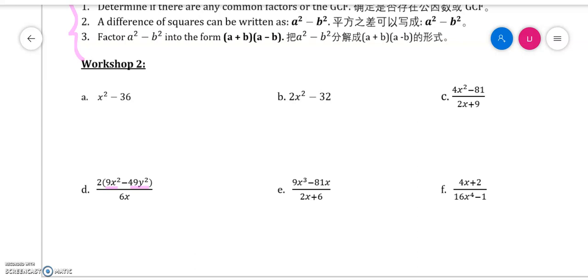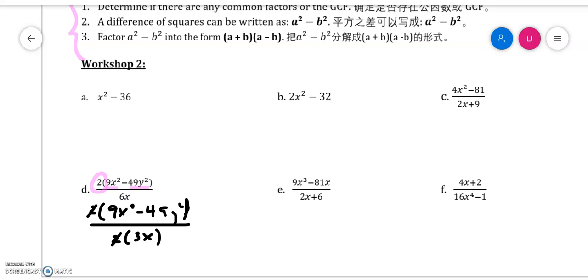But what we do notice is the 2 and the 6x. The 2 is a factor over here. Can we factor out a 2 from the 6x? And we can. So we're going to have 2 times (9x squared minus 49y squared) over 2 times 3x, which means now we can simplify those 2's. All right. So great. That 2 is gone. We don't need to worry about it.